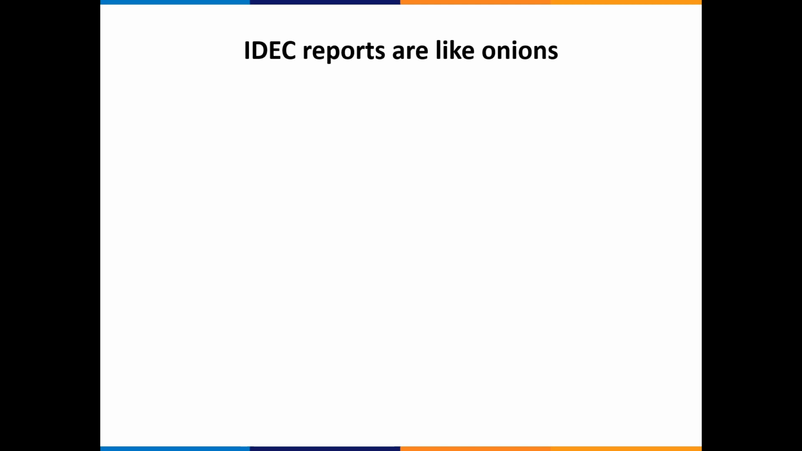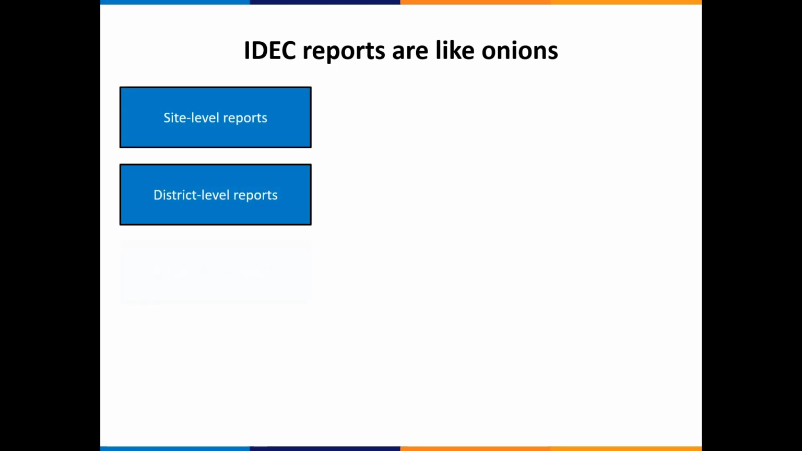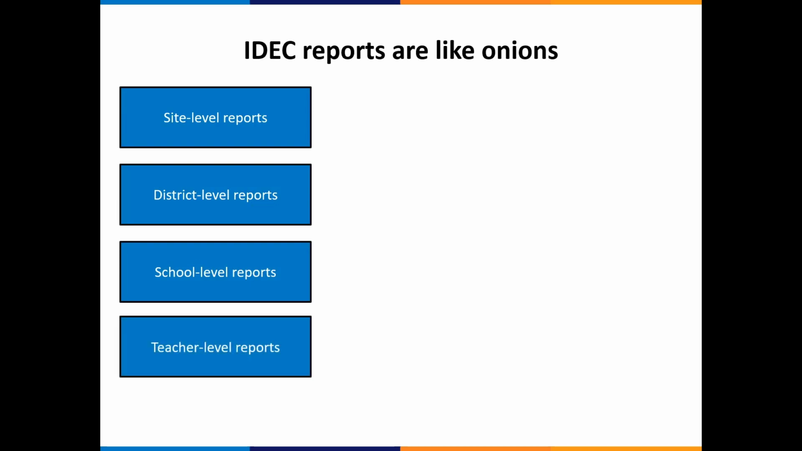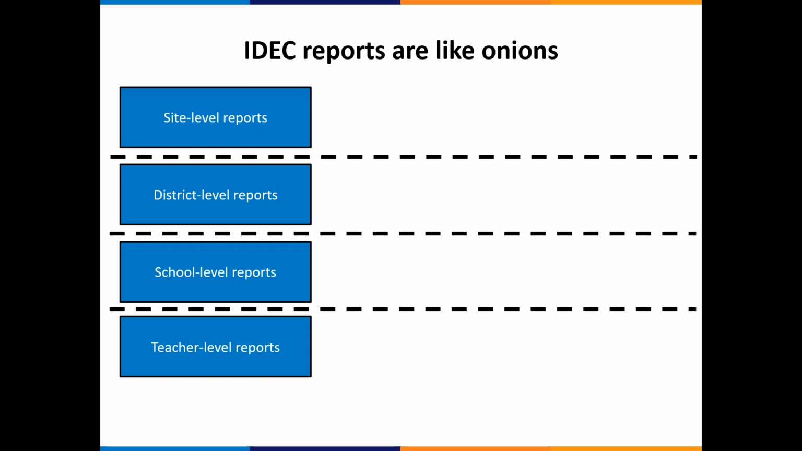Okay, for those who stuck around, just a quick reminder of something we discussed at the beginning of today's episode. Remember, IDEC reports are like onions, and as we go through the different types of reports that you're going to get from IDEC on an annual basis, having this concept firmly in your mind will help you understand where I can use reports to solve different specific problems. So remember, IDEC reports are like onions. They come in layers. We have our site reports, our district level reports, school level reports, and we even have some teacher level reports. It's these different reports that make up the different layers of the IDEC reporting onion, okay?